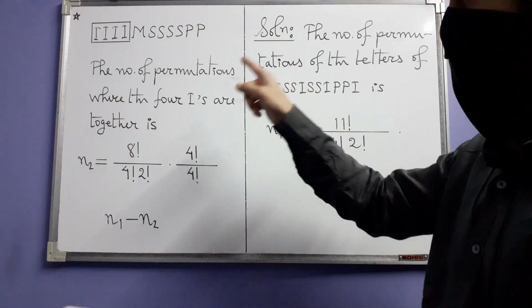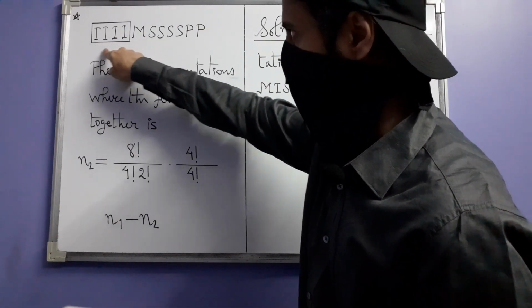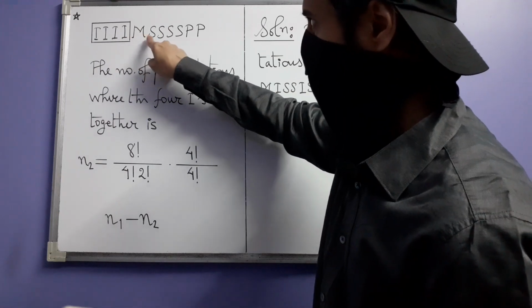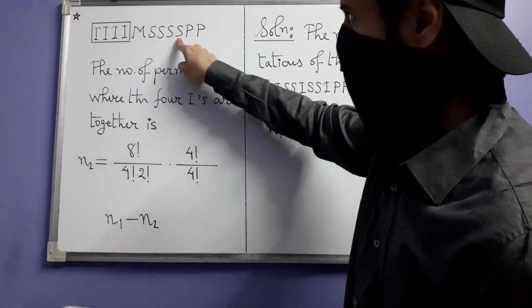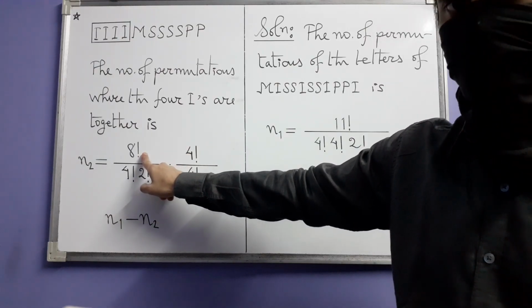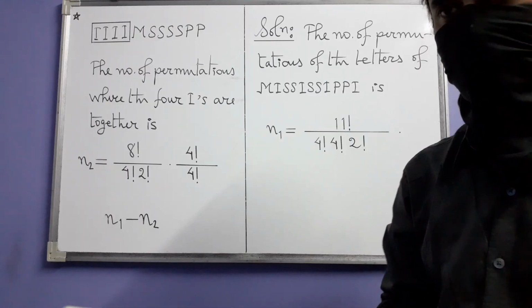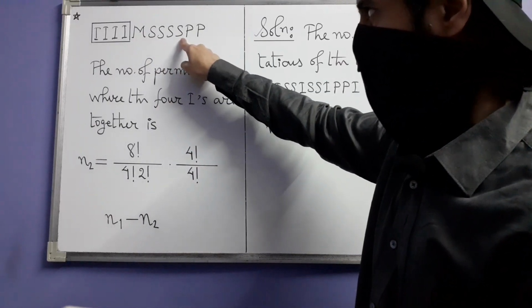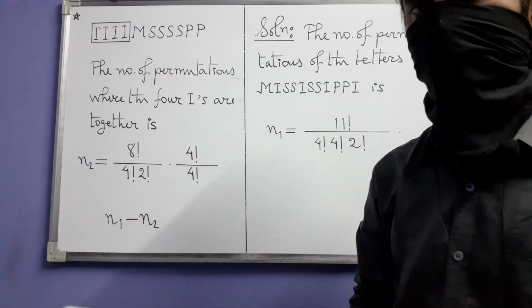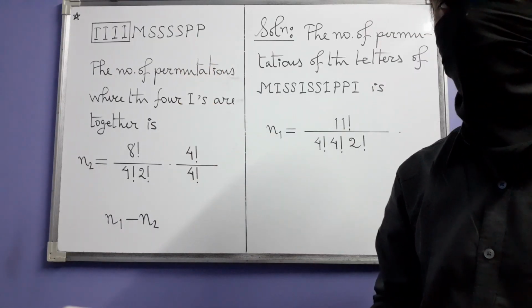So now how many objects do you see here? 1, this is only one object, 2, 3, 4, 5, 6, 7, 8. So 8 factorial. Divided by, you also have to take into account how many of the objects are repeated. There are 4 S's, so you divide by 4 factorial. Still you have 2 P's, so you divide by 2 factorial.